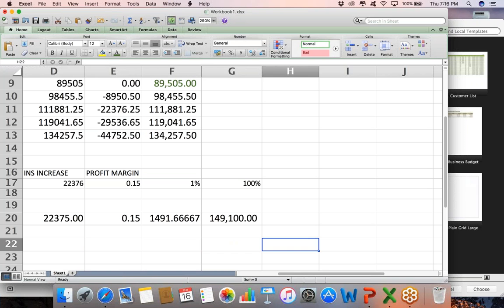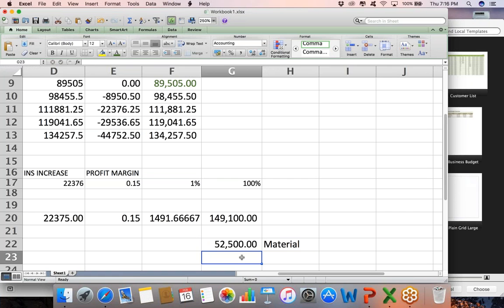Now we're looking at labor. Let's do material first. Material, let's say 35%, right, times 150,000 is about 52,500. We did this today, and it's shocking when you start looking at this, okay? And then labor, 150,000 minus that, is about 97,500, okay?